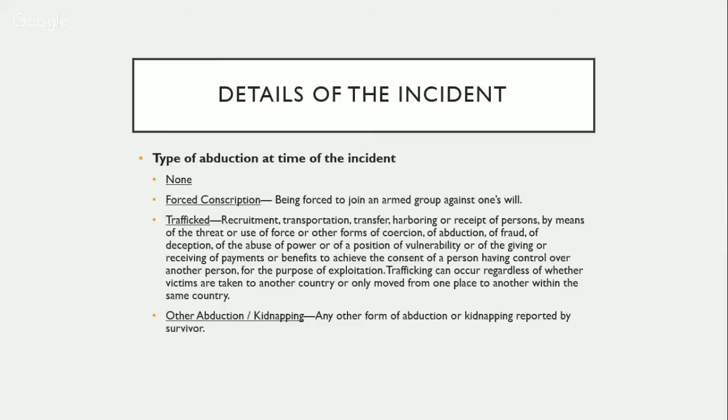Trafficked: recruitment, transportation, transfer, harboring, or receipt of persons by means of the threat or the use of force or other forms of coercion, abduction, fraud, deception, abuse of power, or of a position of vulnerability, or of giving or receiving of payments or benefits to achieve the consent of a person having control over another person for the purpose of exploitation. Trafficking can occur regardless of whether victims are taken to another country or only moved from one place to another within the same country. And finally, other abduction or kidnapping. This is a broad category to capture any other form of abduction or kidnapping reported by the survivor.